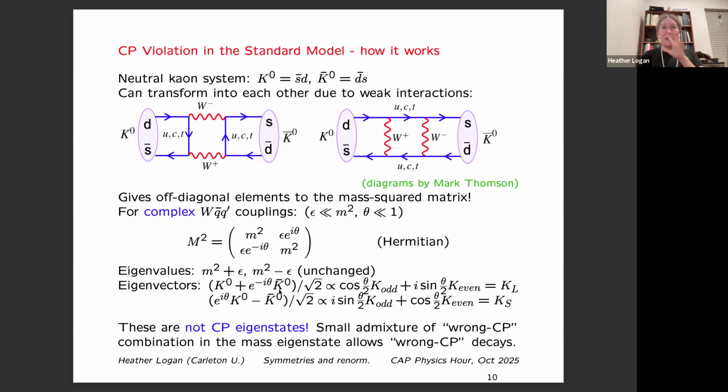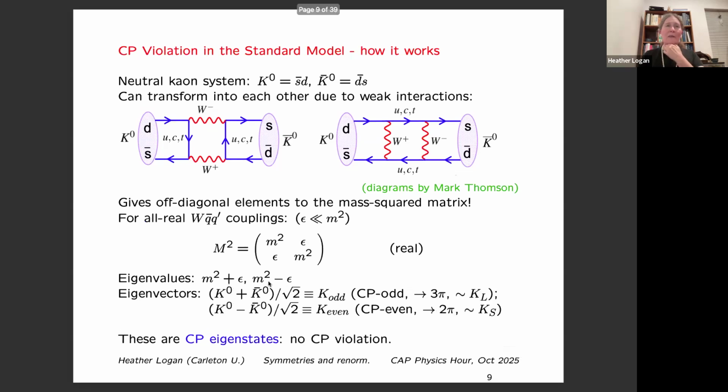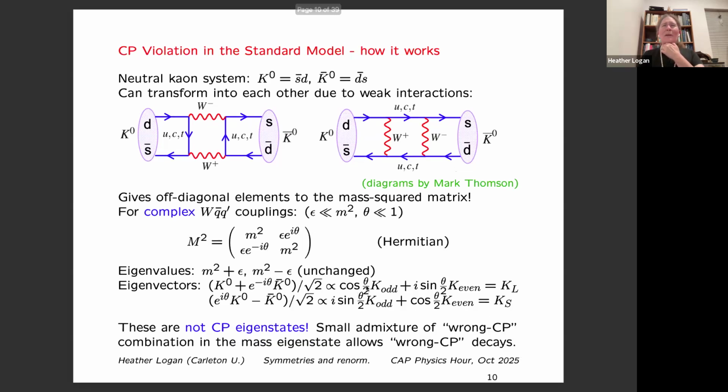Now, if you put that in and then you do a little bit of math, you get basically that you can rewrite these new eigenvectors in terms of the original eigenvectors. And what you wind up with is that this phase causes a small admixture. Remember, theta is small, so sine theta is small, of the even CP eigenstate into the would-be odd CP eigenstate and vice versa, okay? So these are the true mass eigenstates, K long and K short, but they're not CP eigenstates anymore. And it's due to this phase, right?